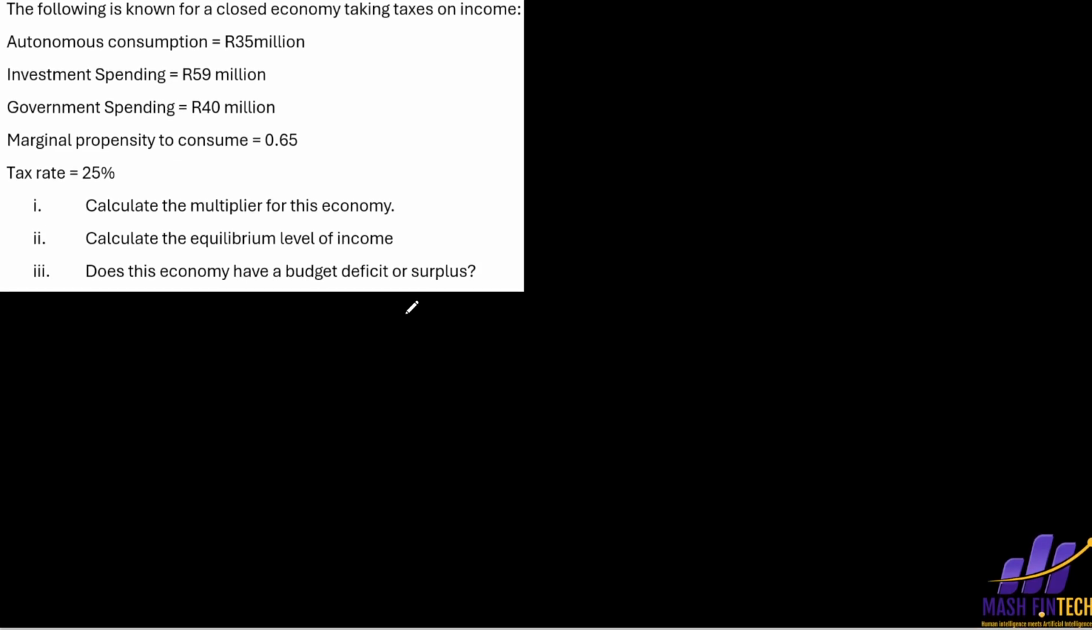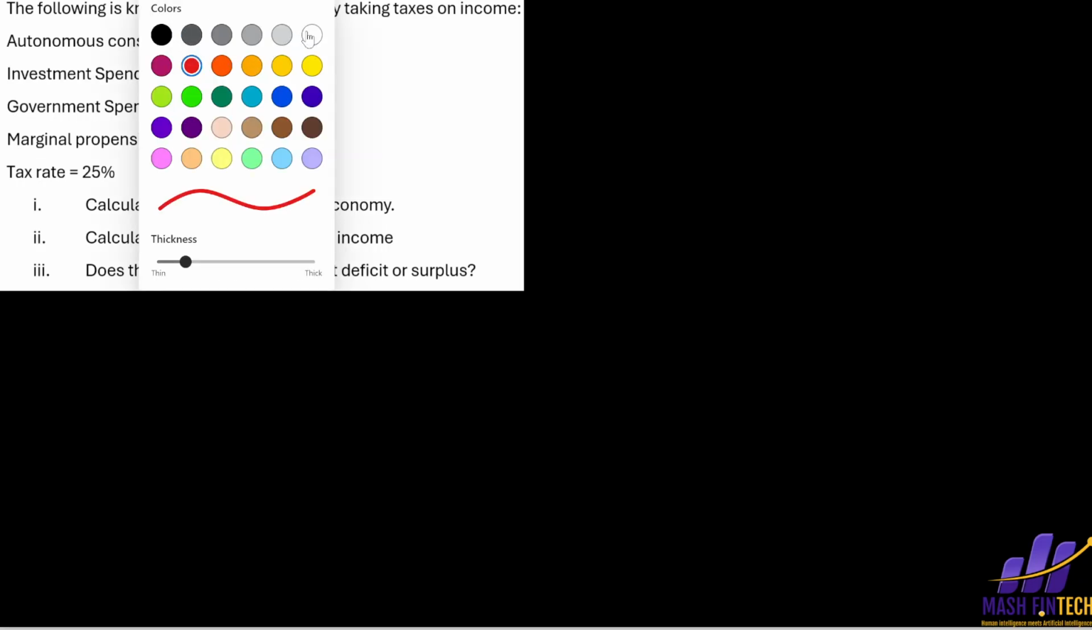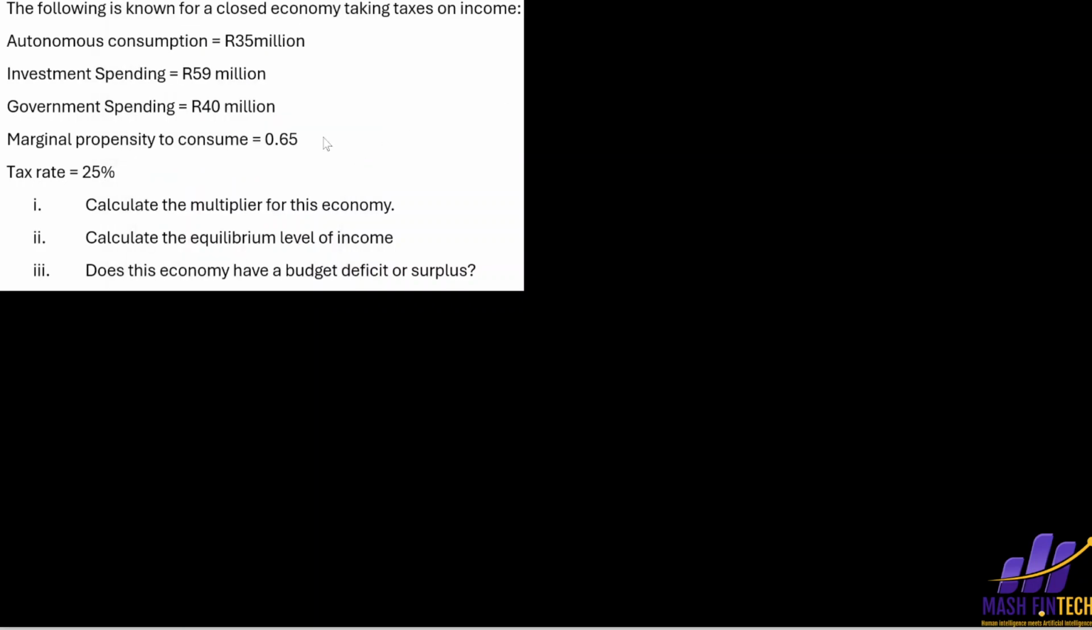First part. You're given a closed economy, which means it's still in autarky. There's no foreign sector. And then autonomous consumption, investments, government, which are all autonomous, and you're given the marginal propensity to consume and the tax rate.